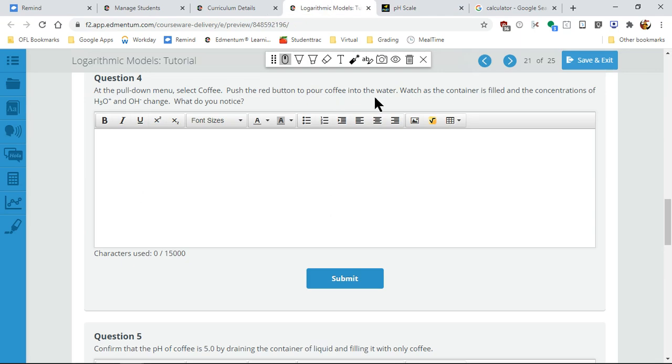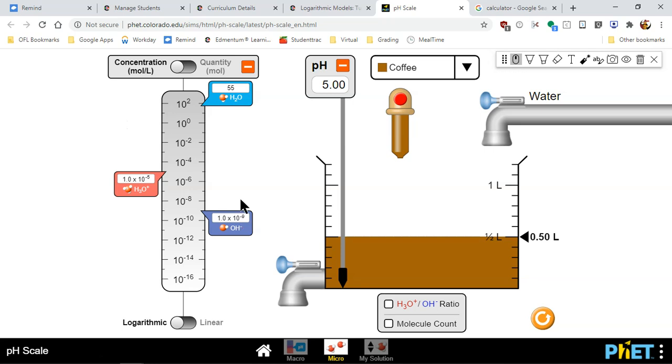Push the button to pour some coffee. So I poured coffee in there. Watch the container fill up with coffee. So we already did that. What's the change here? So the change here is we have a lot less concentration of OH, and we have a higher concentration of this hydrogen. So we have more hydrogen than we have this OH.